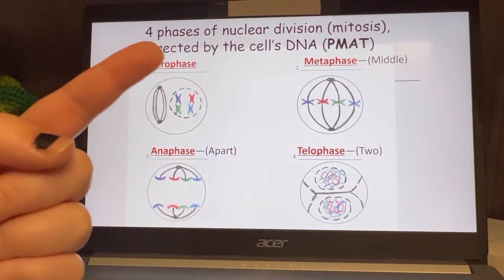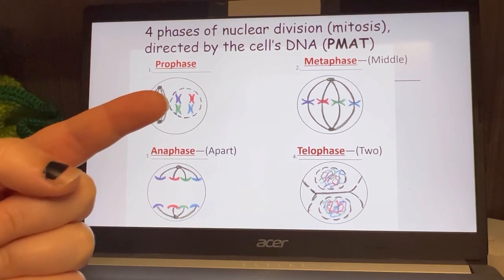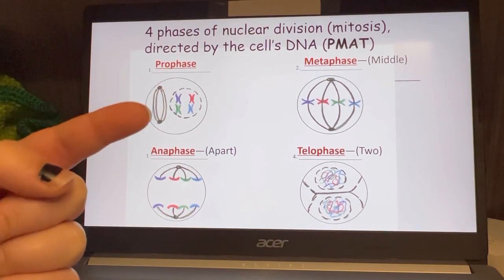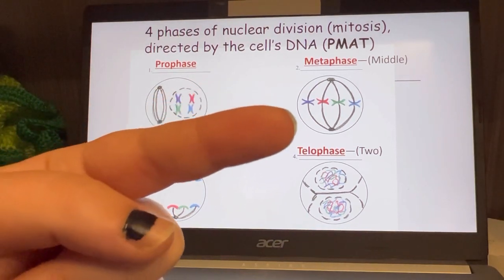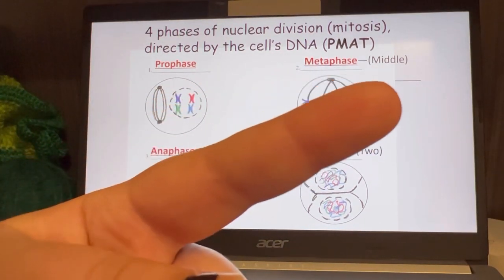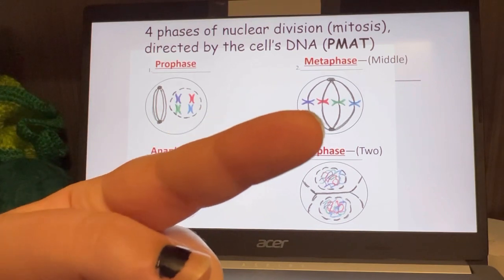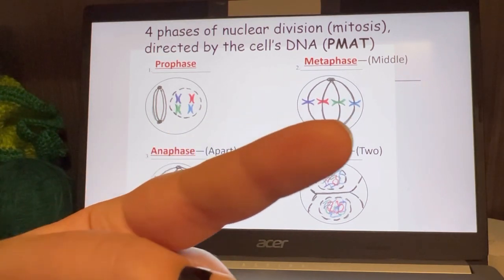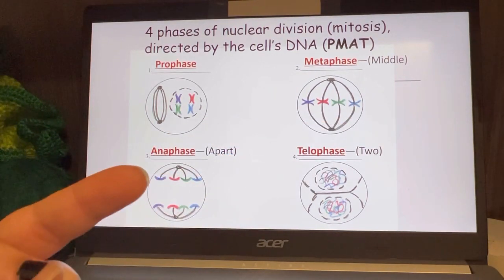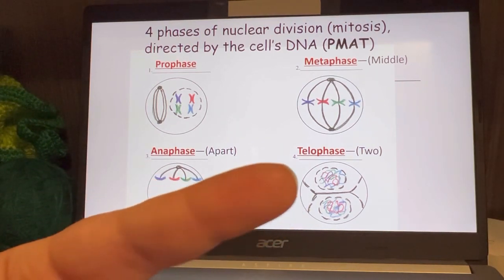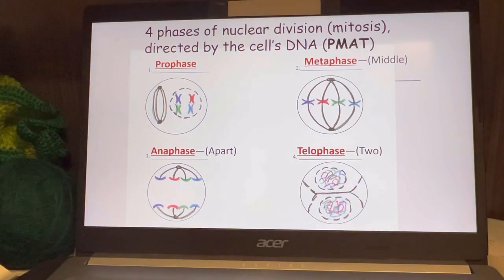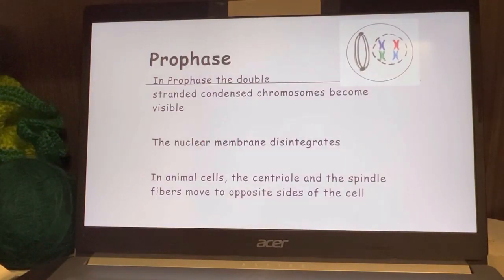So prophase looks like that. We have chromosomes in the middle, spindle fibers, and spindles forming. Metaphase, remember M for middle, the chromosomes line up in the middle of the cell. Anaphase, where they start to come apart. And telophase, we have the 2 new cells. Okay, we're going to go into each of those in detail.